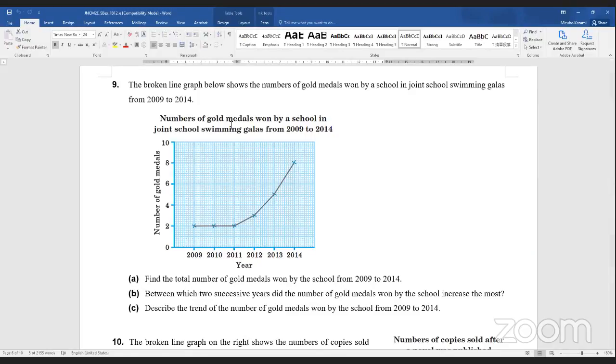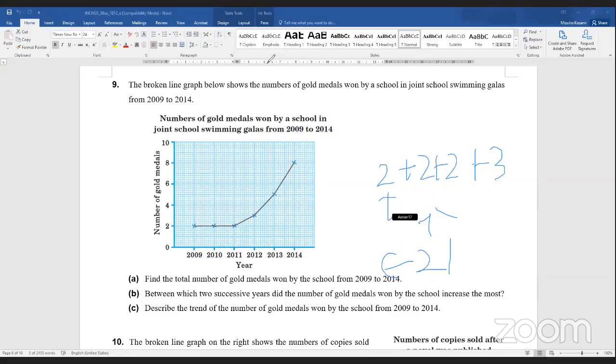Okay, and then we have, this time, this graph shows the number of gold medals in swimming galas, meaning swimming competitions, from the year 2009 to 2014. Now in this case, you can see that the data starts from 2 only. Therefore, in this case, we don't need to skip anything. Then in this case, you cannot find that kind of symbol.